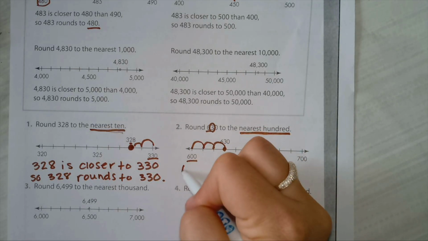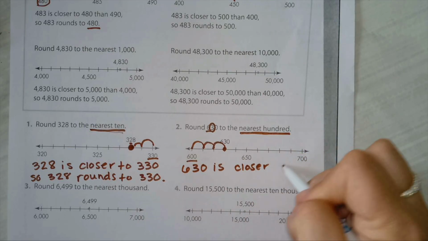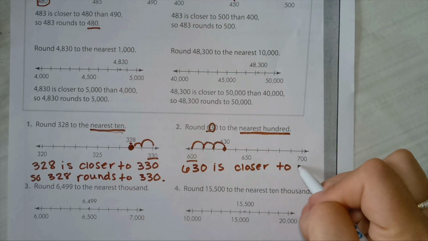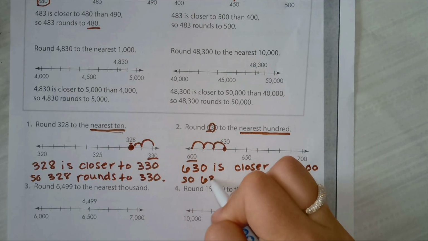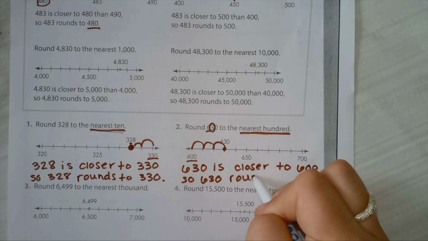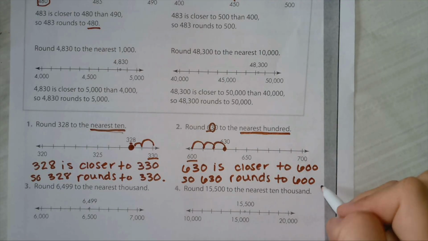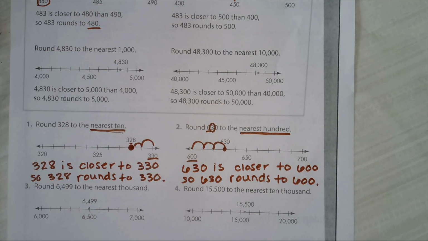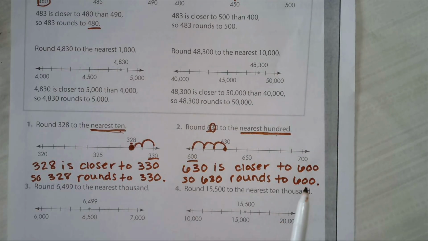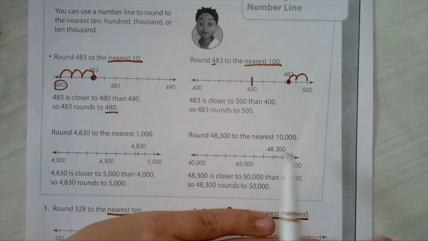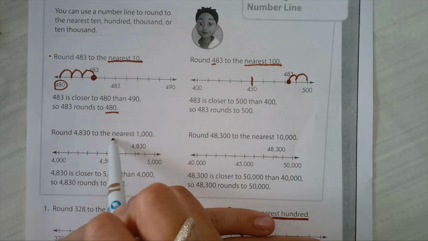So I can say 630 is closer to 600. So 630 rounds to 600. Okay, now that we are done with rounding to the nearest 10 and the nearest 100, let's go back up to our examples. Let's talk about rounding 4,830 to the nearest 1,000.